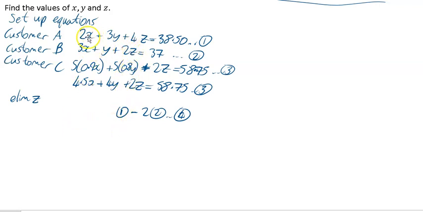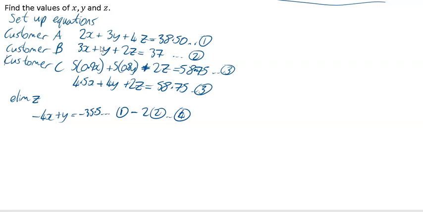So if you do that, equation 1 minus 2 times this, 2x minus 6x will be minus 4x, and 3y minus 2y is going to be plus y, and the 4z minus 4z is 0. Then you've got 38.50 minus 37 times 2, so 38.50 minus 74 is going to give you minus 35.5. So that's what you're going to get here.